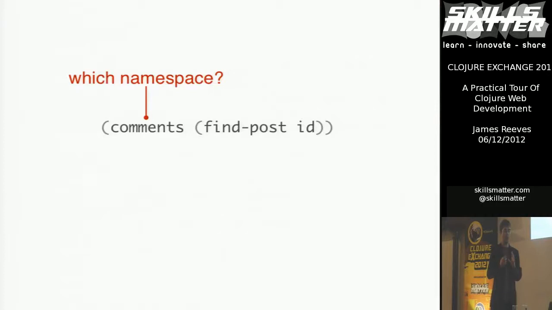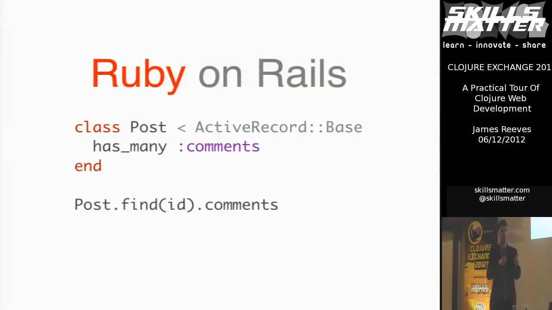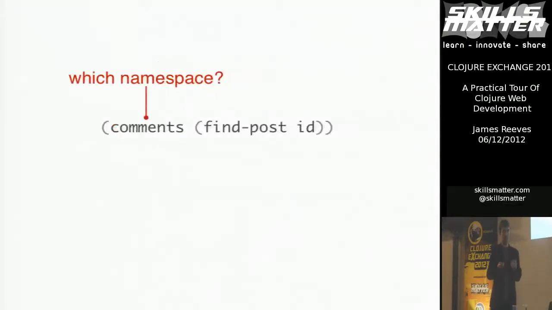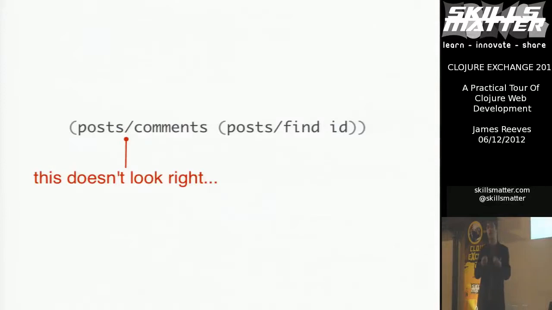But what namespace are these functions in? So in the Ruby example we saw back here, both find and comments are in the post class. So they're sort of elements of the post class. So in Clojure, maybe we want to put both of these in a namespace called posts. But this doesn't look quite right, because we've got a namespace called posts, and we've got a function in that namespace called comments, which is returning comments. And that seems a bit odd, because we'd expect the post namespace to be all about posts. We don't expect it to be about comments as well. So this seems a little bit strange, and it might send our coder sense tingling a little bit.